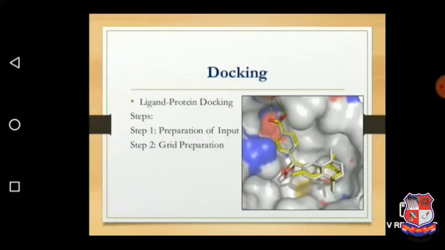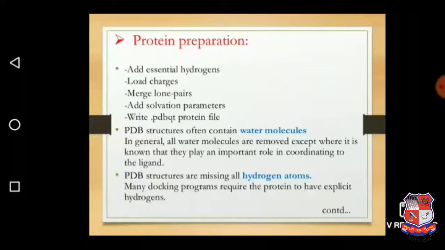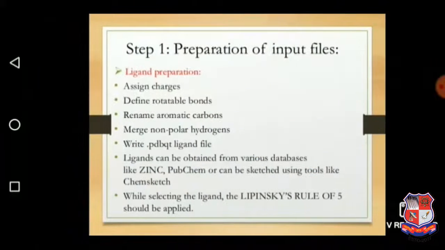Ligand-protein docking. The steps involve preparation of input and grid preparation. Preparation of input files means assigning charges, defining rotatable bonds, renaming aromatic carbons, merging non-polar hydrogens, and writing PDB ligand files. Ligands can be obtained from various databases like ZINC and PubChem. While selecting the ligand, there are five rules which are applied. Protein preparation involves loading charges and merging ion pairs. So these are for the ligand preparation.